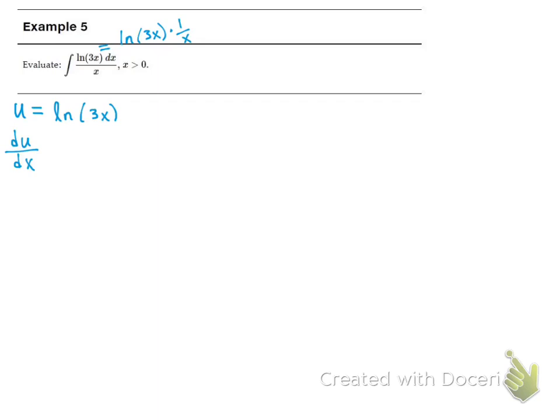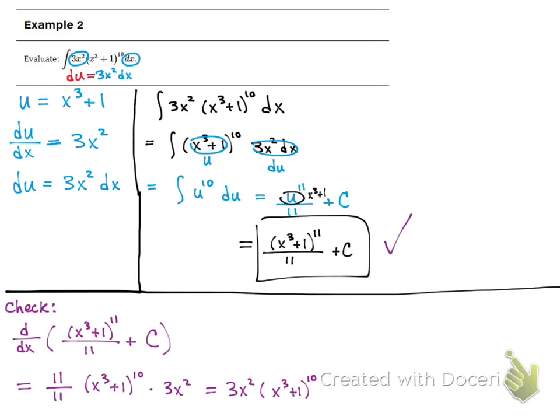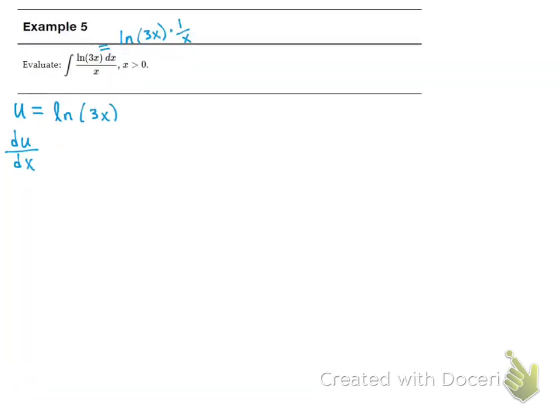Ideally, when we take that derivative, we want to get something that already appears in our integration. Like in the previous example, when we found du dx, we got this 3x squared term that already appeared in our integration. So that was perfect. We were able to eliminate that with our substitution. So it's kind of the same idea here. We want to get something that we can eliminate with our du substitution.